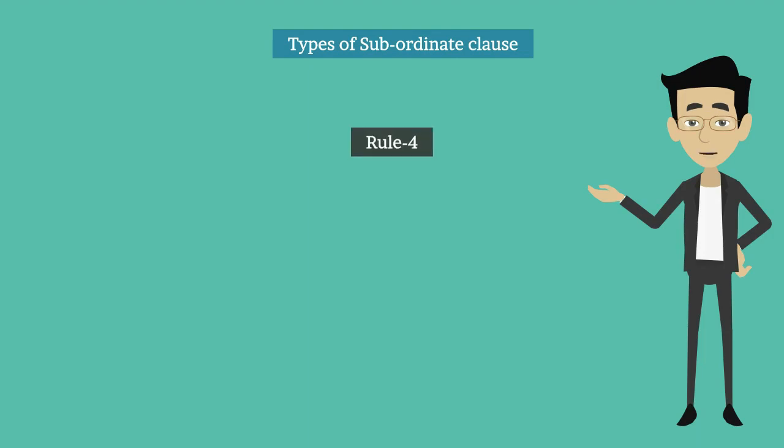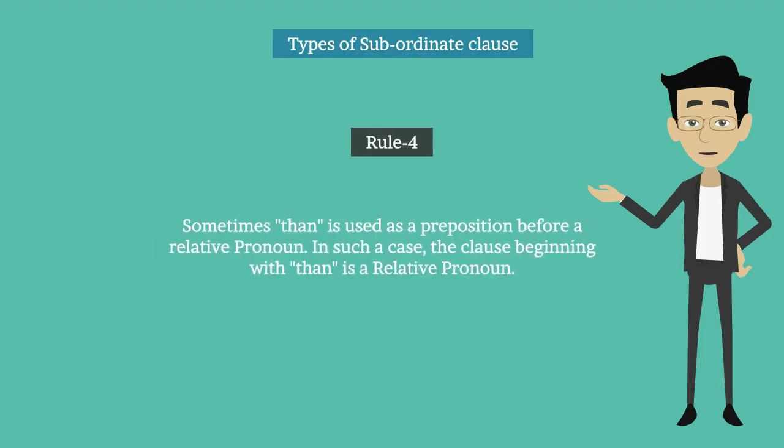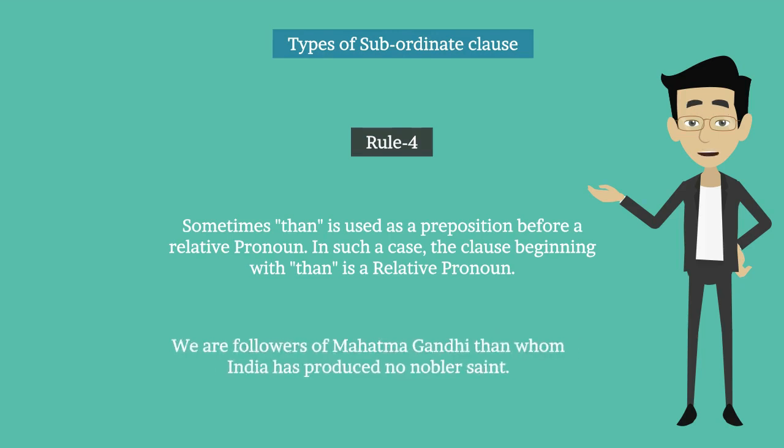Rule number 4. Sometimes than is used as a preposition before a relative pronoun. In such a case, the clause beginning with than is a relative clause. For example, we are followers of Mahatma Gandhi than whom India has produced no nobler saint. In this sentence, than whom means in whose comparison. Therefore, the clause beginning with than is an adjective clause.